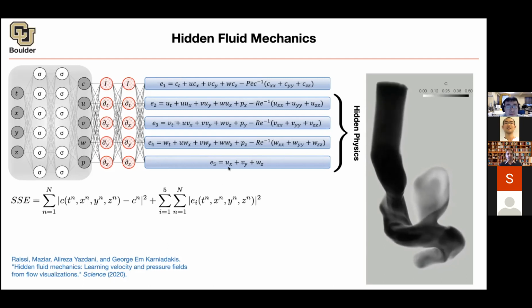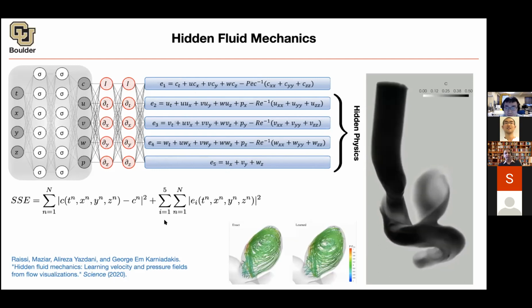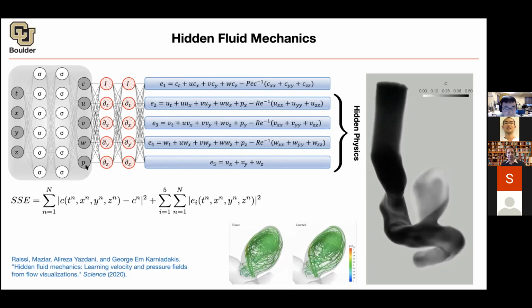These are Navier-Stokes equations. You use them. You have 5 equations. You penalize them. You make them 0. And then the velocity and the pressure is going to come out. And in the paper, we are reporting the actual shear stress on the wall of the aneurysm.